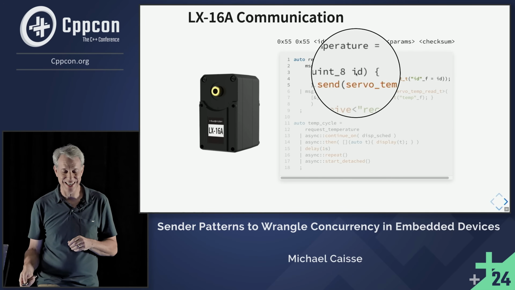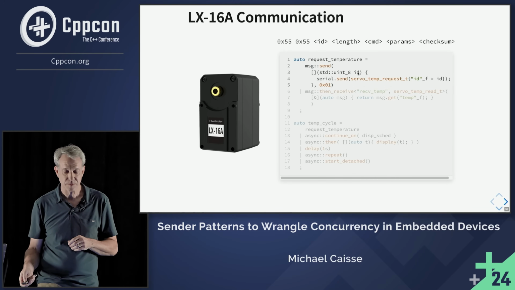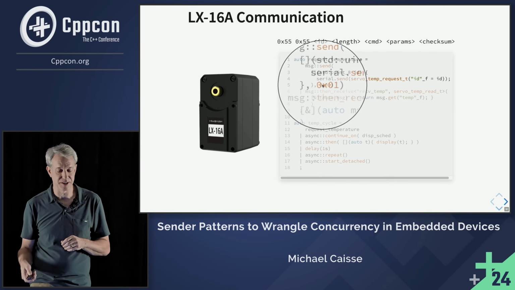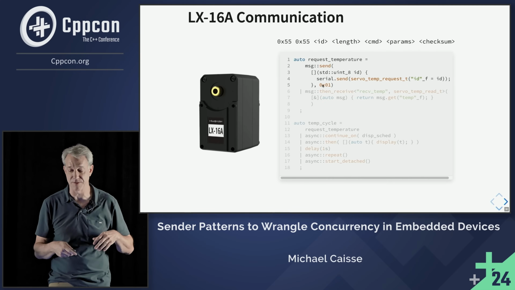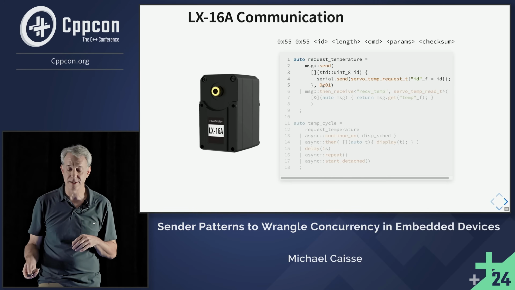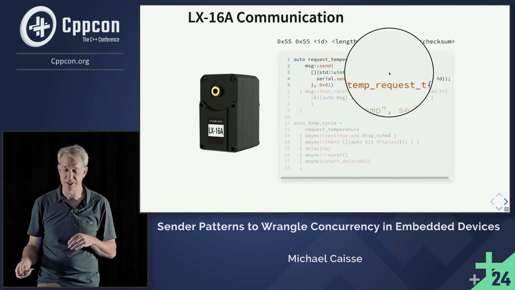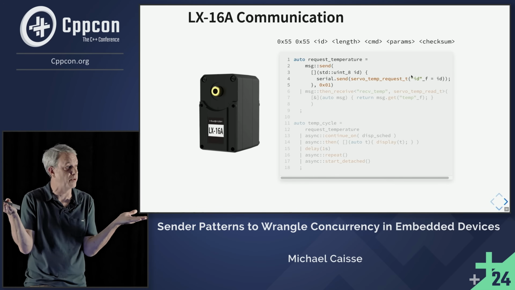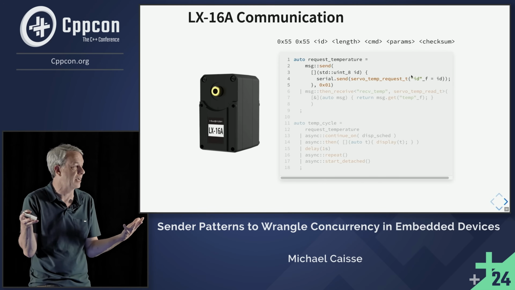I'm going to take in the ID of the servo, and I'm going to pass that in here. So you can imagine that this is something fancier. Maybe it came in from a different direction. And then I'm going to say send, and here's my servo temp request. This is the message that I'm going to send, and I'm going to set the ID equal to whatever the ID is that it came in. So that's the field for the ID of this message.